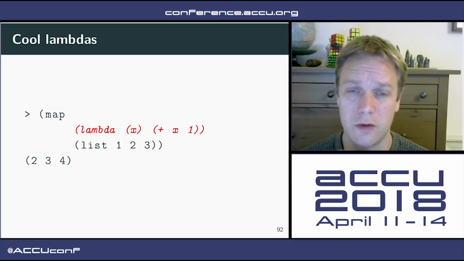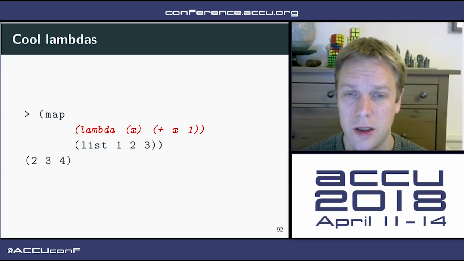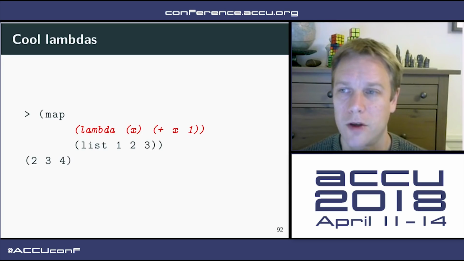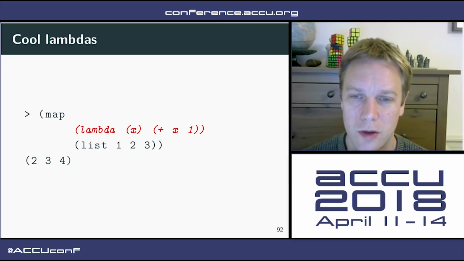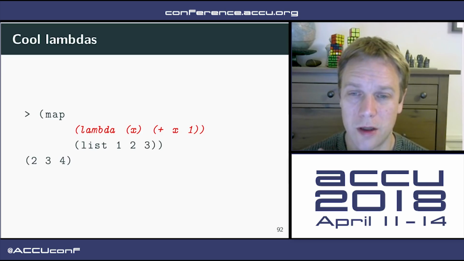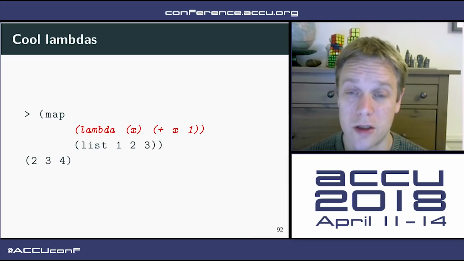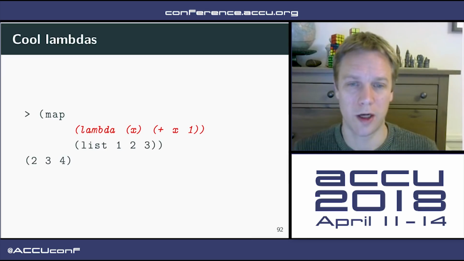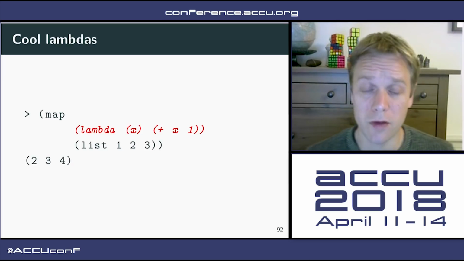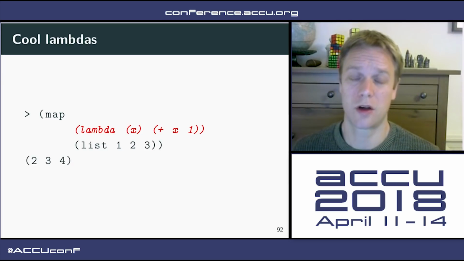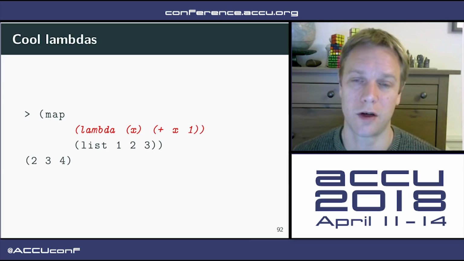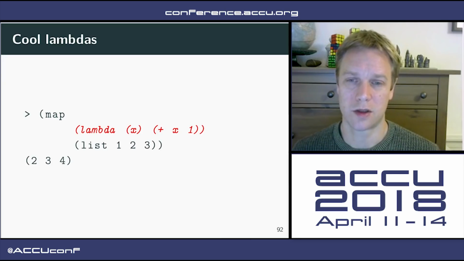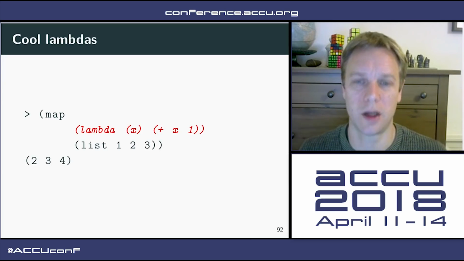So you're defining a function right here. In this case, the stuff in red means make a function which takes an argument called x and returns plus x 1, as in x plus 1, 1 more than x. The reason why you might want to do this is because you can't be bothered to go off somewhere else and define a function that adds 1 to x, because it's such a simple thing to do. You want to express it right here and now.